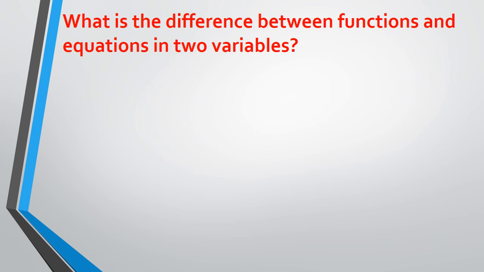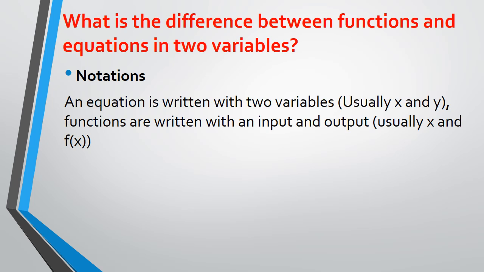So first thing you're going to ask yourself, we have been doing equations in two variables so far. What is the difference between equations in two variables and functions? The first difference is the notation. When we write an equation in two variables, we usually use x and y, but when we write functions, we use an input and an output, usually x and f of x.